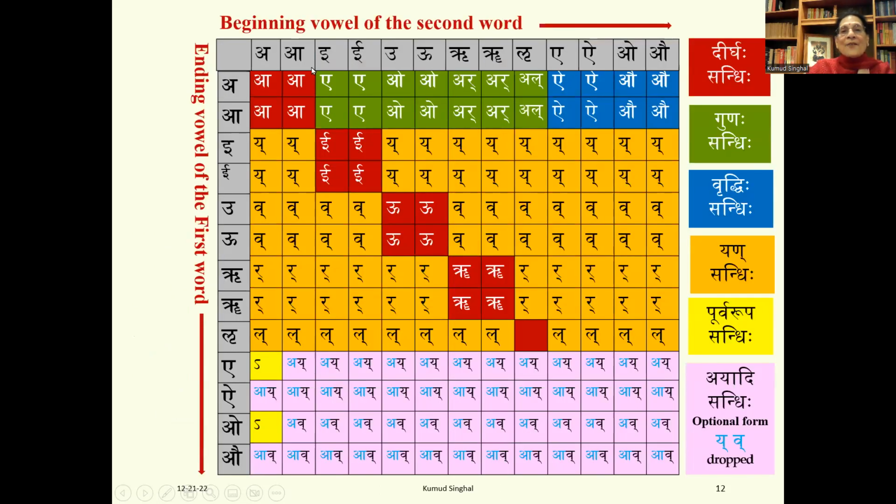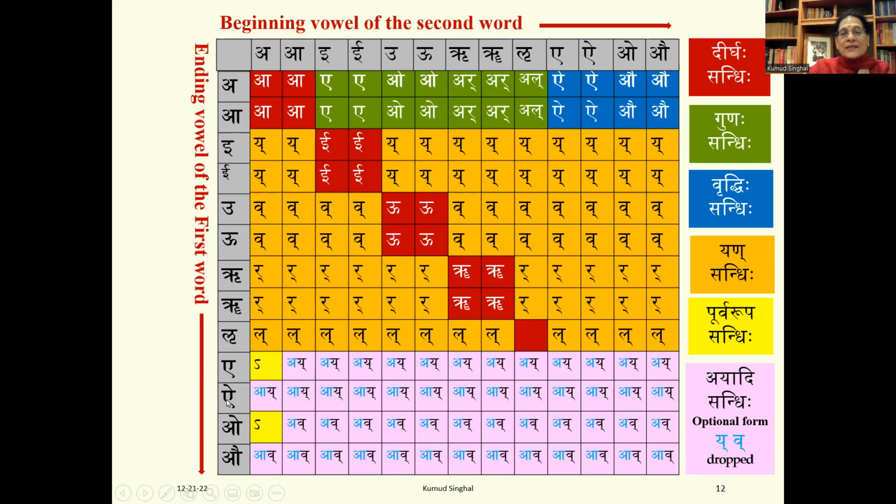Okay, so now we have filled in this chart, and the ayadi sandhi is all this purple. So what it is saying, that if A is followed by any vowel except a, then A is a single replacement. A is replaced by I, and so on. And in the optional case, this ya is dropped. So it is replaced by a, which is in blue.